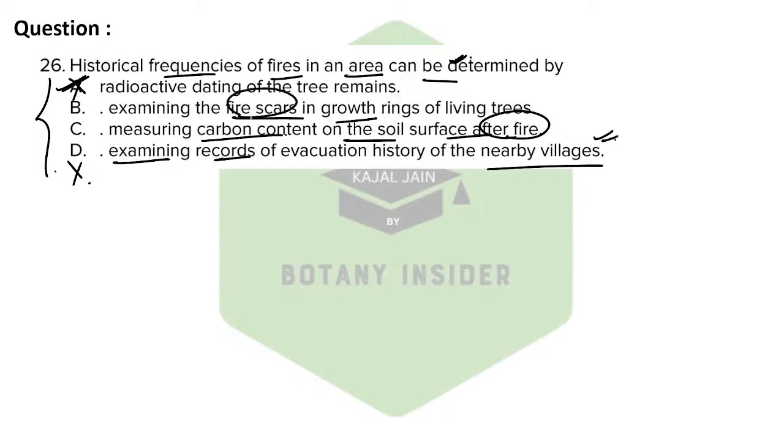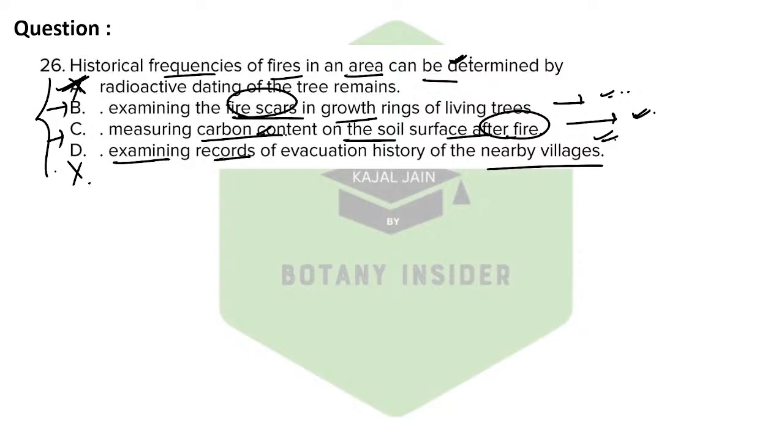Then the second option is saying examining the fire scars, and the third option is saying measuring the carbon content. You can have the historical frequencies of the same with the help of both B and C, that is examining the fire scars in the growth ring, and also measuring the carbon content. But out of the two options, if I want to mark the answer in a much more appropriate manner, my answer would be option C, because it's a much more logical and appropriate way, measuring the carbon content.